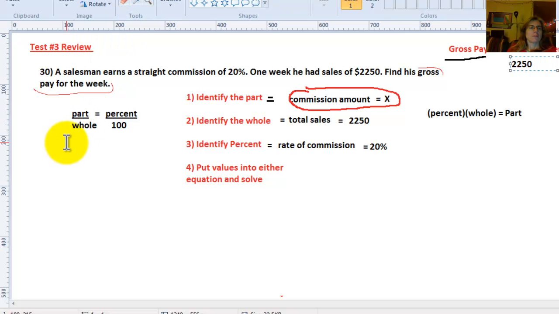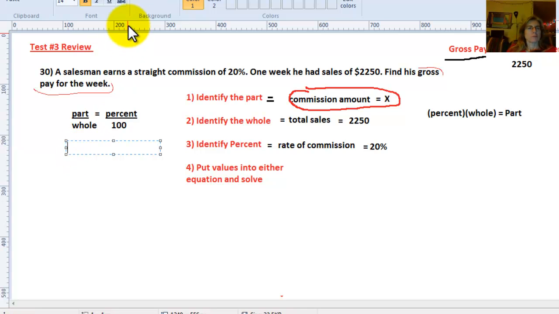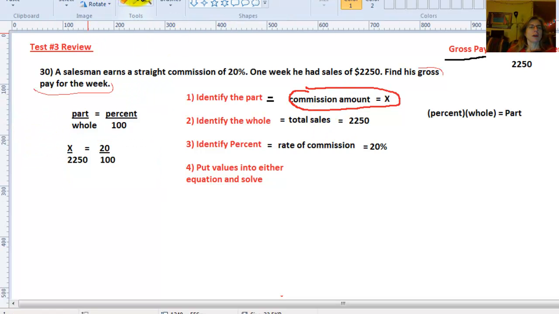We have the part as X, and then we have that equal to a percent, which is given as 20, and remember, we don't put the percent sign on when using this formula because we're dividing by 100, so that automatically takes care of our percent sign. Alright, so we have the whole. The whole is given as the total sales, and we put that over 100. And we solve our problem. We redraw it, of course, as solving for the X in a proportion. So it's 2250 times 20, set equal to 100X.